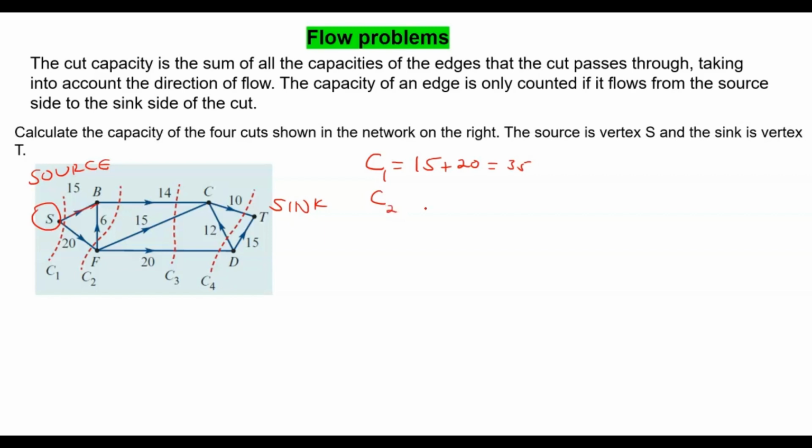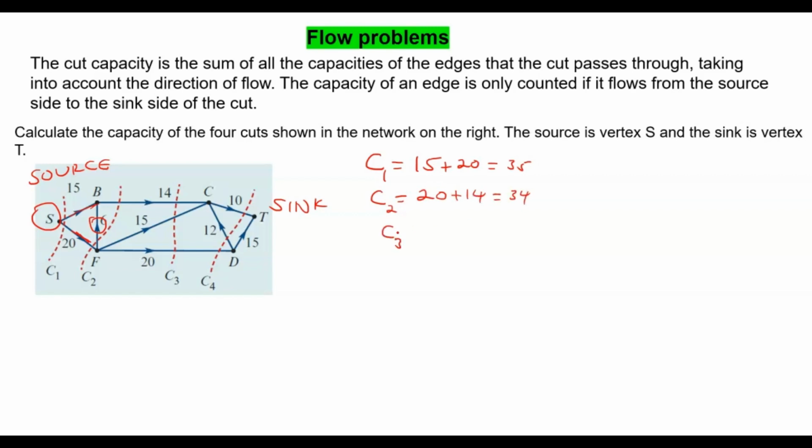So we're going to look at the capacity of cut 2. For cut 2, we have 3 lines going, but we're not going to include that one because that's actually going back to the source. So this one here, we count this. So this one here, 20 plus 14, which is going to give me 34.